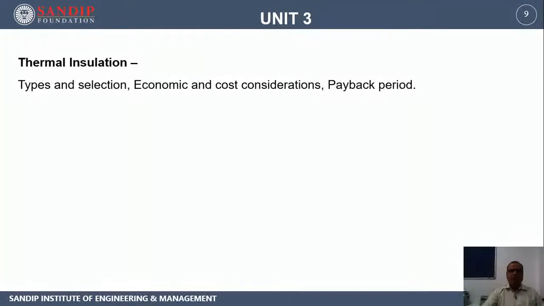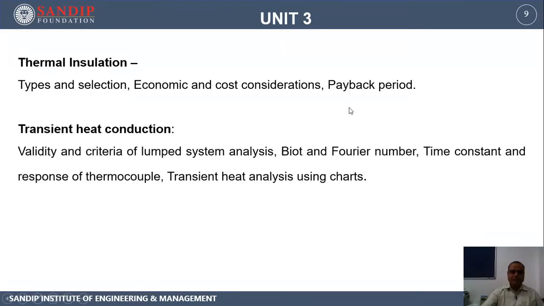Unit number 3, we are going to talk initially about the different types of thermal insulations, their types, selections, the cost consideration behind the selection and all these things, and simply how we can find out the payback period for the simple insulation systems that we are going to see. In the second part of unit number 3, we are going to talk for the first time about an unsteady conduction problem in which the transient heat conduction is to be considered, whereas heat transfer rate is not constant with respect to time, it is varying with respect to time.